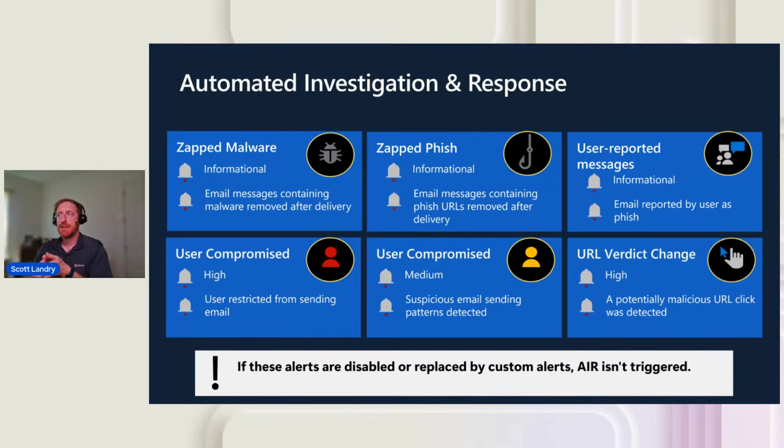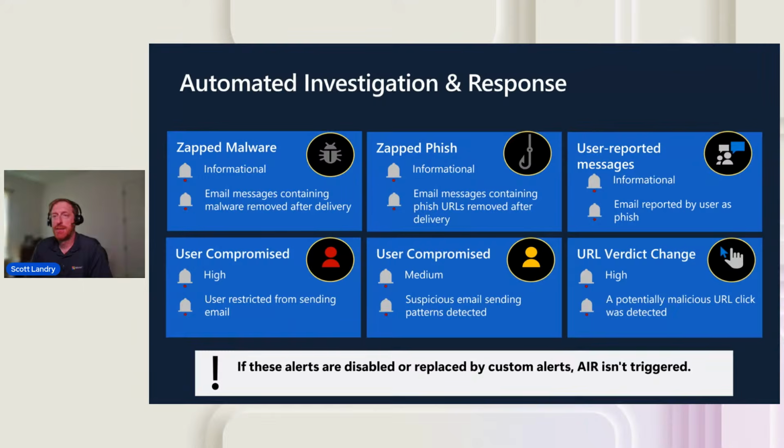So automated investigation and response is going to look across a number of different classes of alerts. These are some of the broad categories of alerts that it's going to look at, take action on, and run playbooks. These playbooks are well-defined, hard-coded playbooks where basically, when we detect a malware that was zapped, we're going to go look for other messages that may not have been successfully zapped that had that same payload. One reason for this is ZAP only works for 48 hours or so after delivery. AIR can keep working for a number of days post delivery.